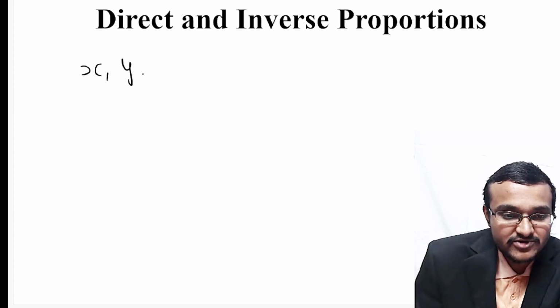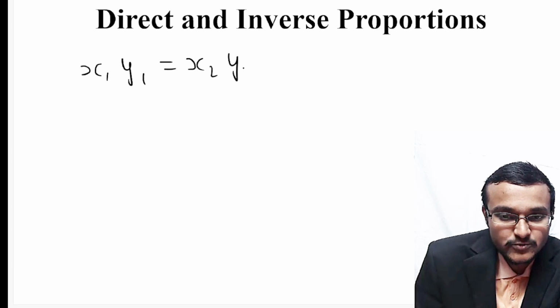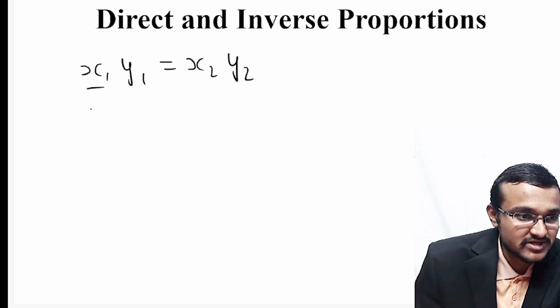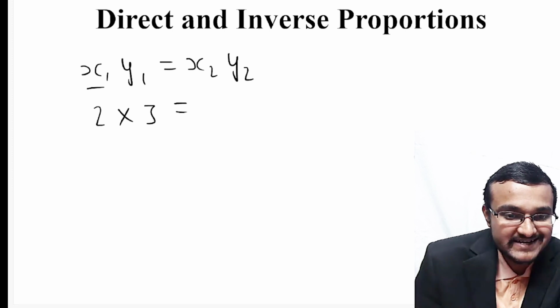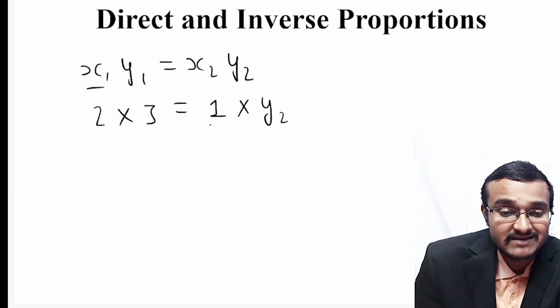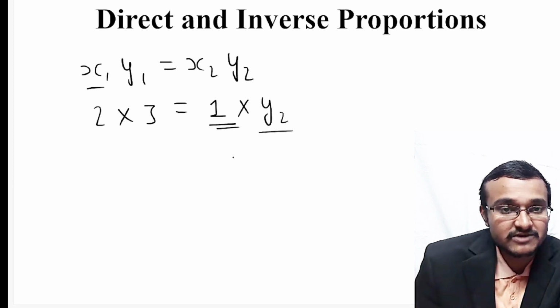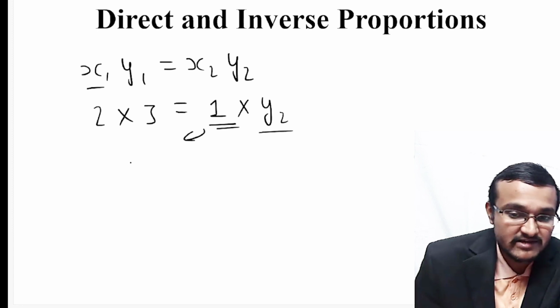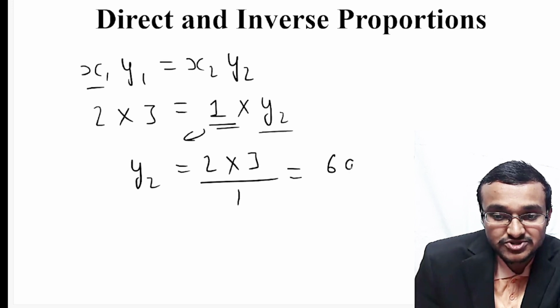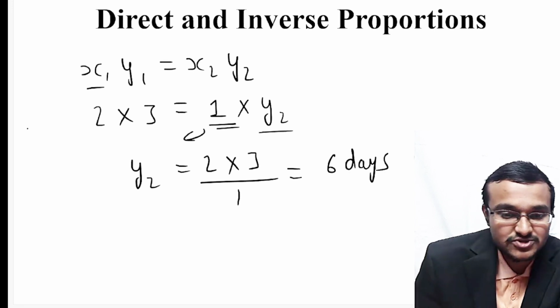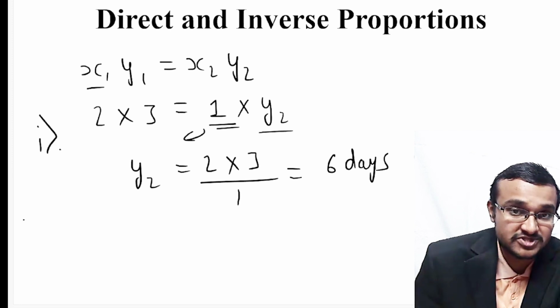So here when you take x1 y1 is equal to x2 y2, here we know x1 is equal to 2 persons and y1 is equal to 3 days. That is equal to x2, which is 1 person, and we have to calculate how many days will be taken by 1 person. So that is y2. When you bring it to the other side of the equality symbol, that will be equal to 2 into 3 divided by 1. That is, 3 2s are 6. So 6 days he will be taking. So 6 days is the answer for the first question.